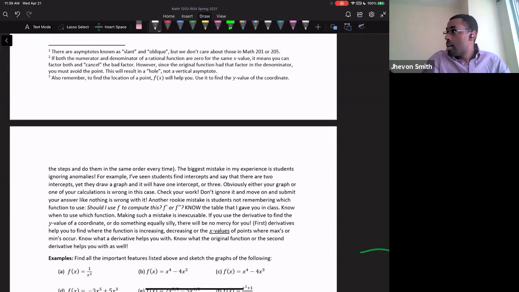Another thing is when you find something, make sure that your picture agrees with what you found. Sometimes students will work it out and say, oh, there are 2 x-intercepts, and then they would draw a graph with 3 x-intercepts or no x-intercepts. And it's like, well, you told me there were 3. How come on your picture there aren't? So things like that are the sort of mistakes that I see often that you really shouldn't make if you just pay attention.